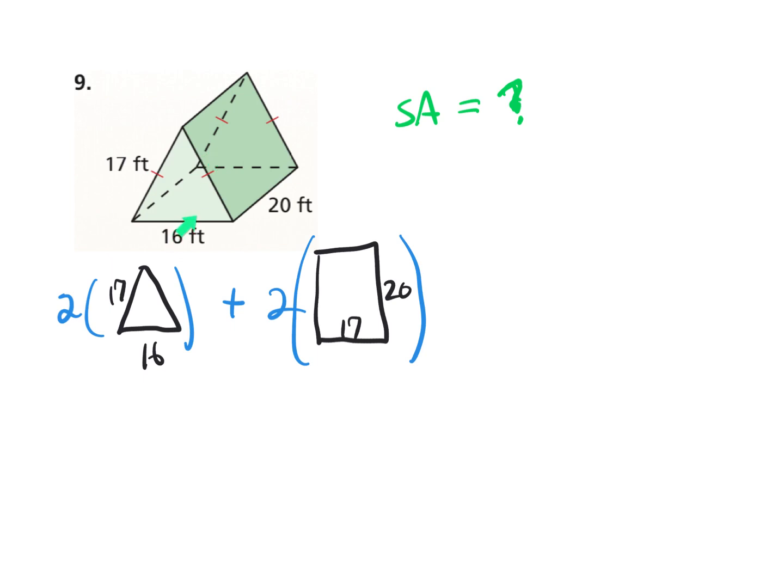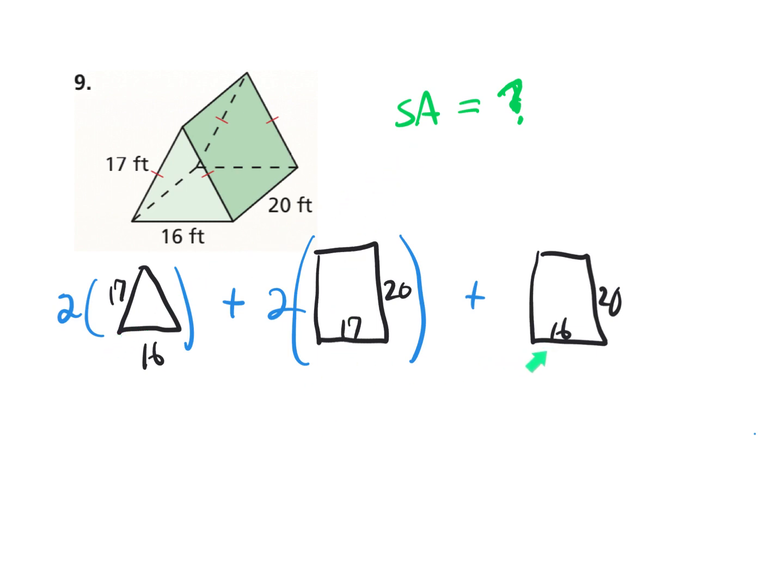Now we need the bottom side, and the bottom side is a rectangle that's 16 by 20. And there's only one of those. So here's our three rectangles and the two triangles. Let's add up the areas and we'll have our answer.